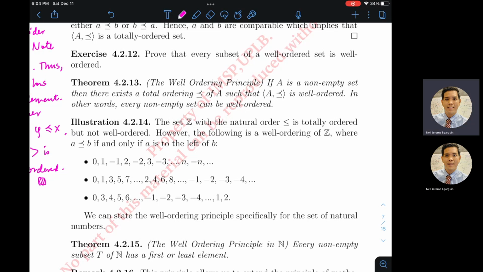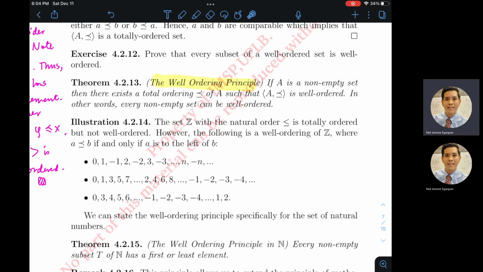And then the entree for today's discussion, actually hindi na nga entree, parang pa-dessert na to kasi ito na yung last: the well-ordering principle. The well-ordering principle says that if A is a non-empty set, then there exists a total ordering of A such that this is well-ordered. In other words, every non-empty set can be well-ordered.